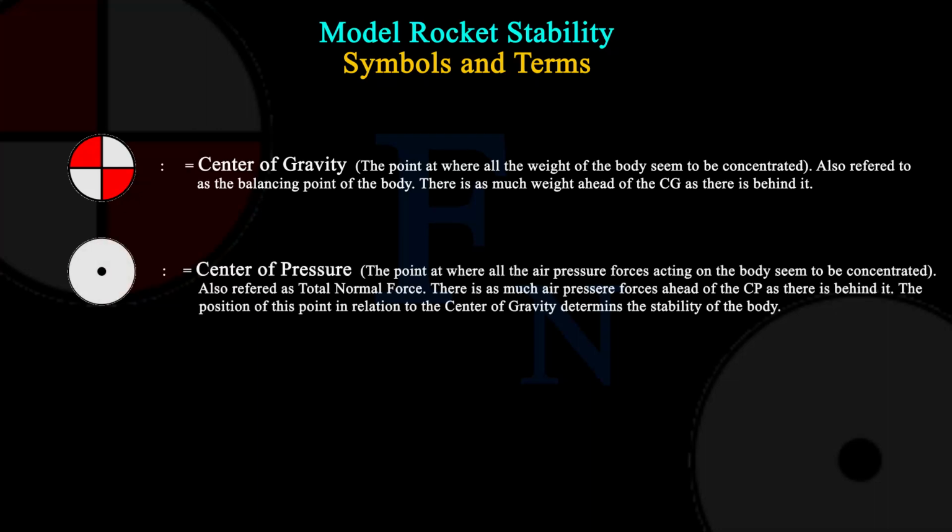Center of pressure: the point at which all the air pressure forces acting on the body seem to be concentrated, also referred to as total normal force. There is as much air pressure force ahead of the center of pressure as there is behind it. The position of this point in relation to the center of gravity determines the stability of the body.